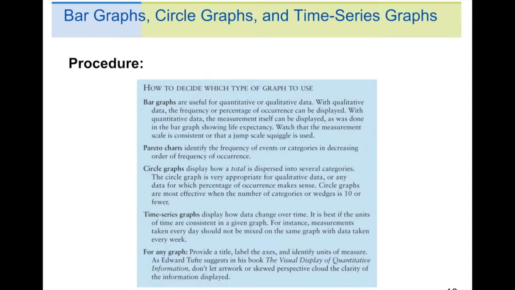Circle graphs, if you want to show percentages, comparing how much of something is used compared to something else. Time series graphs show change over time. If you want to look at the same thing and how it changes over time, you want to use a time series graph. And just as a note, for any graph, provide a title, label the axes, and identify units of measure. As Edward Tufte suggests in his book, The Visual Display of Quantitative Information, don't let artwork or skewed perspective cloud the clarity of the information displayed. So just because you want your information to look good, don't let that take away from the data that's there.